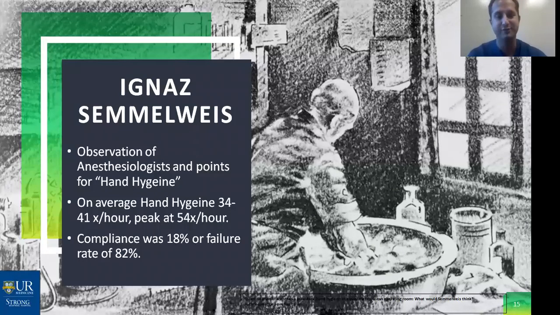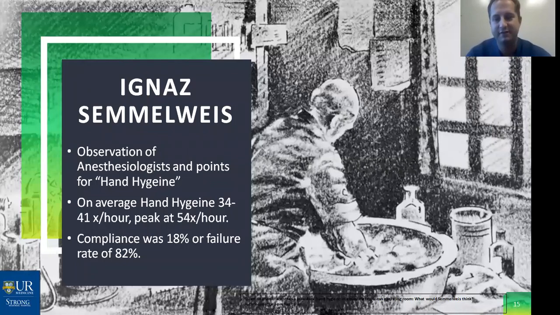On average, we should be washing our hands 34 to 41 times an hour. I'm going to drink to let that sink in for a minute. And at peak times of activity, we should be washing our hands 54 times per hour. Obviously, that's difficult to do. Obviously, our compliance was 18%, or a failure rate of 82% if you want to look at it. So we're more failing than we are succeeding.